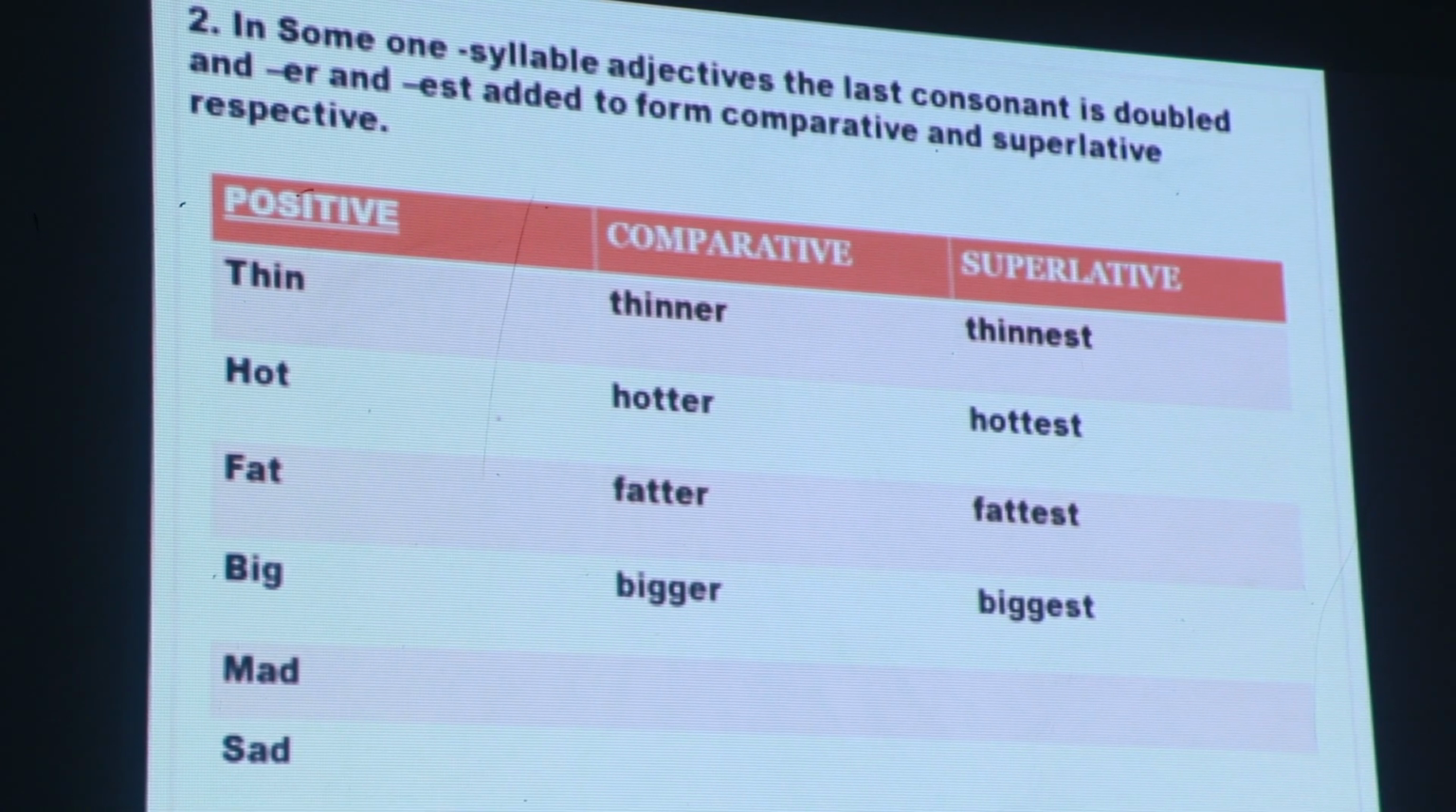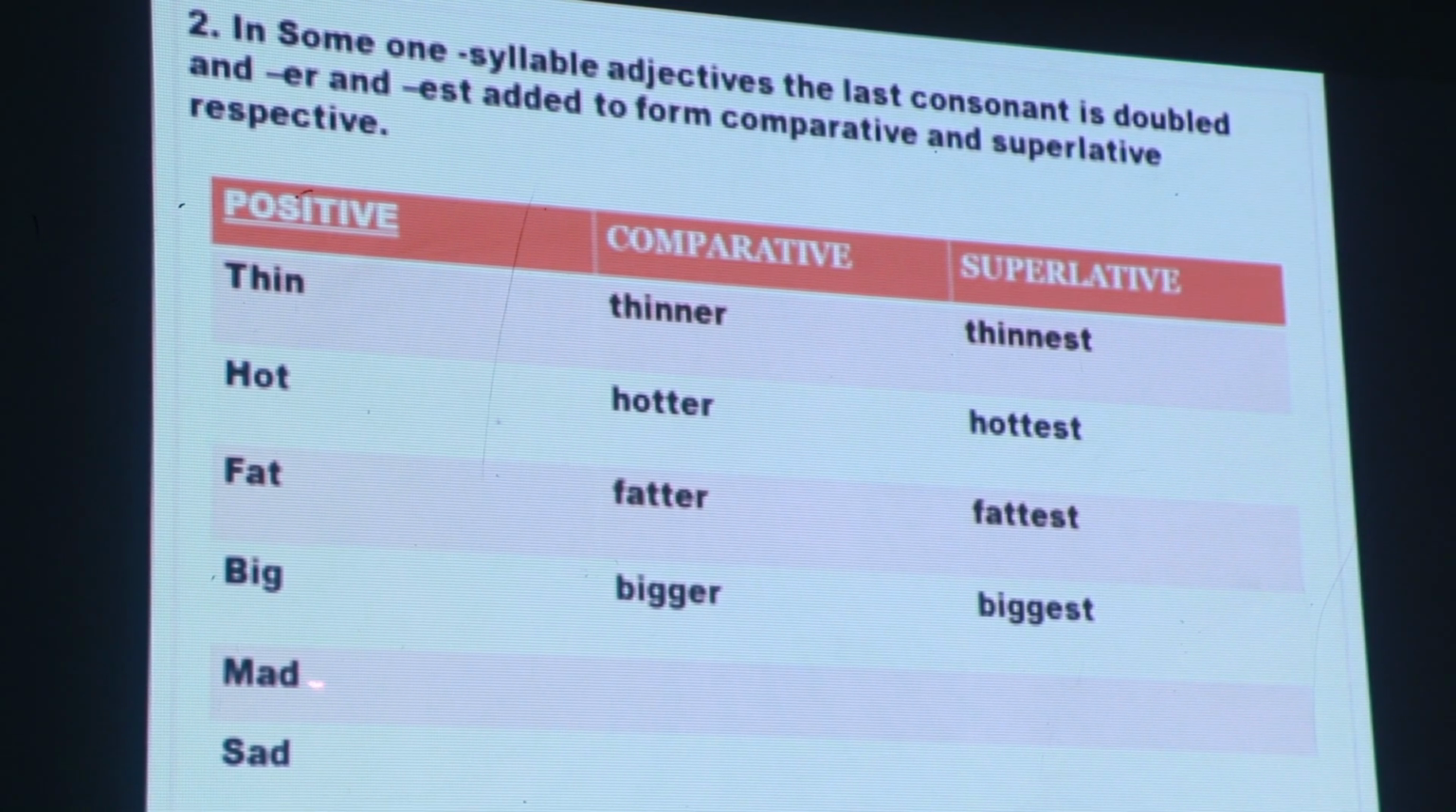I hope you did these 2. I suppose you did the 2, because for this one you're going to just add the D. It's going to be madder, and then maddest. For this one, sad, for the positive degree, for the comparative it's sadder, and for the superlative it's going to be saddest.